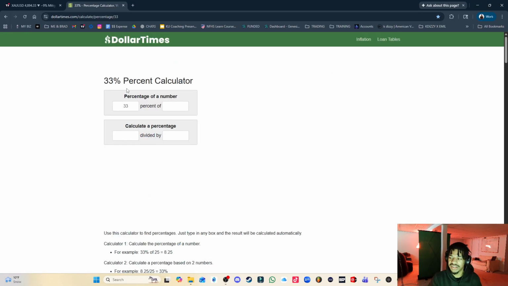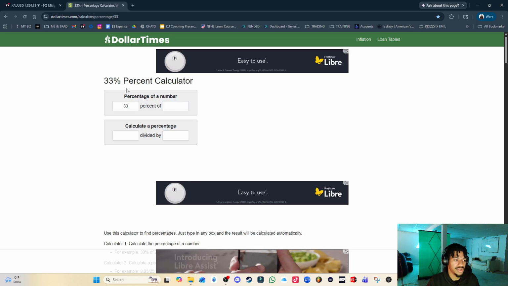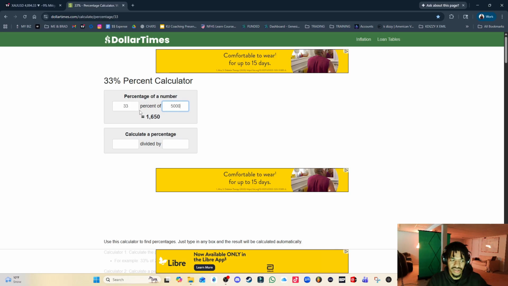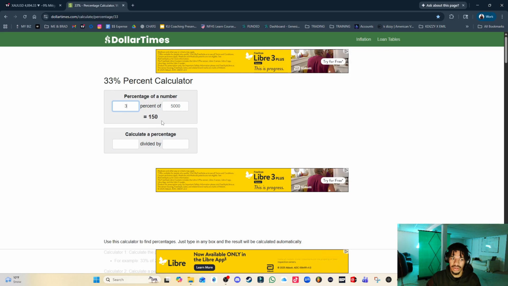Another website is the percentage calculator. You can find any percentage calculator, but this one is easy, and I've been using it for a long time. So all you do is, say your account balance is 5K. As you can see, 33% of 5K is 1,650. So say you made like $150. Somebody might be like, oh no, only made 150. No, bro, you made 3%.